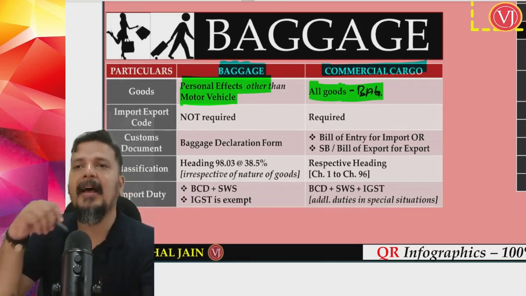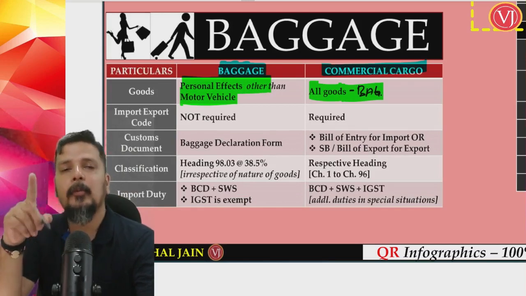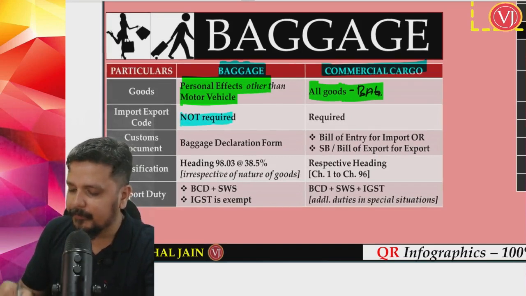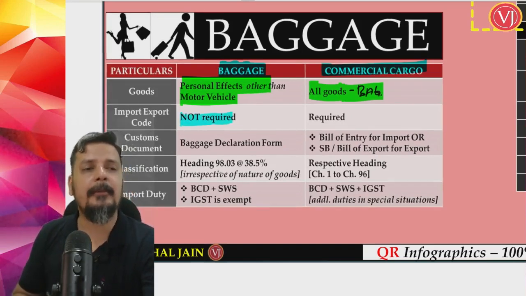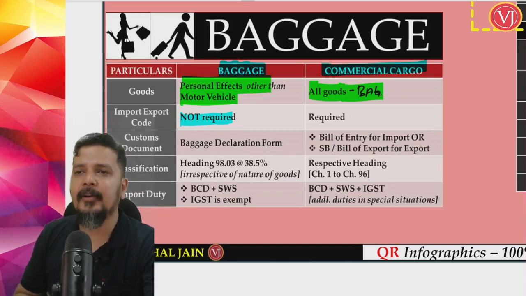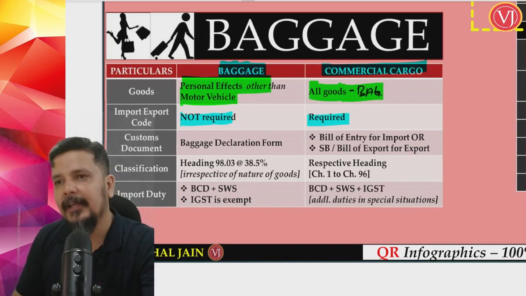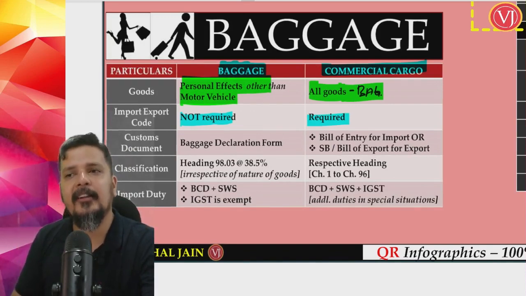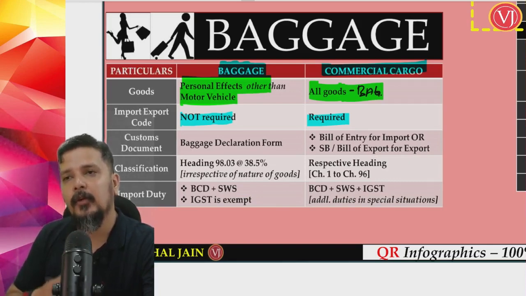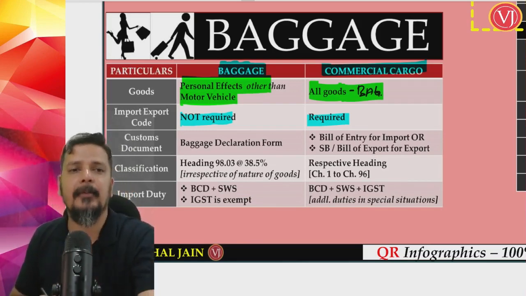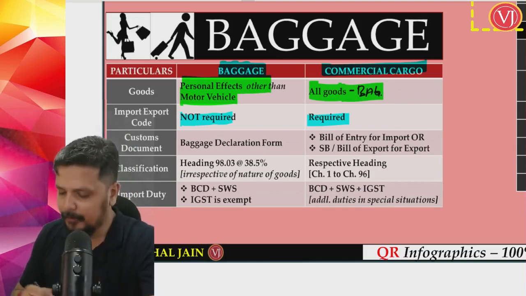What is the significance of baggage? For baggage, you might end up paying customs duty, but you don't require an IEC, import export code. For you to import commercial cargo, you do require an IEC. For you to import and export commercial cargo, you do require an IEC. For baggage, for you to bring in and take out baggage, you don't require an IEC. When you bring in baggage, at times you end up paying import duty. Though you are making the payment of import duty, you don't require an IEC.